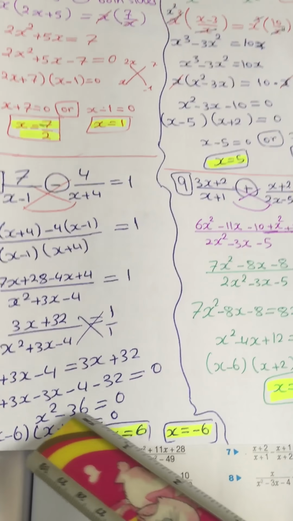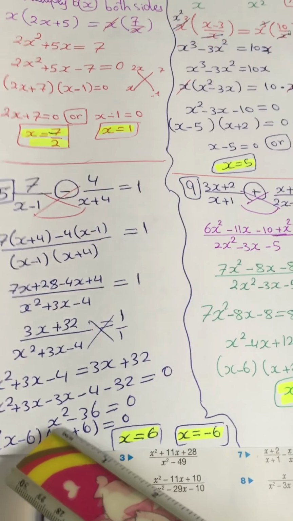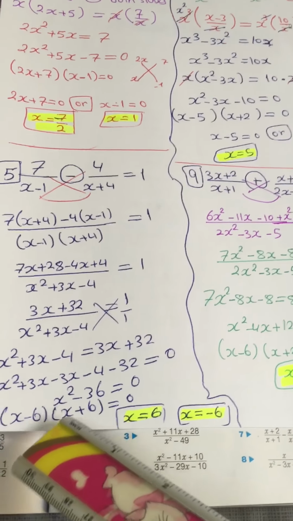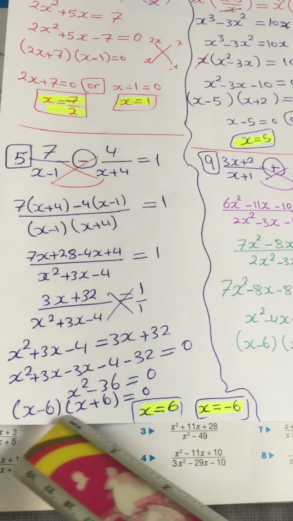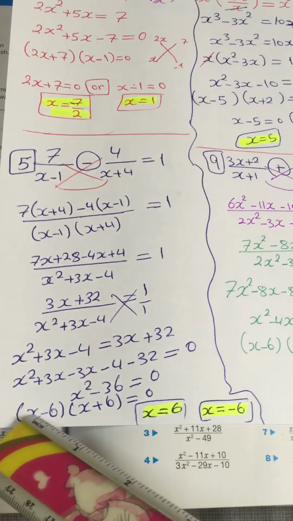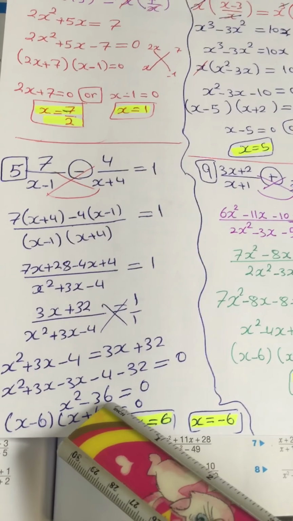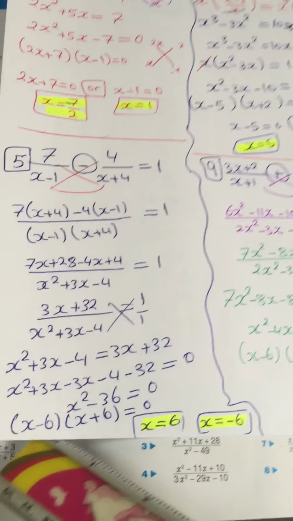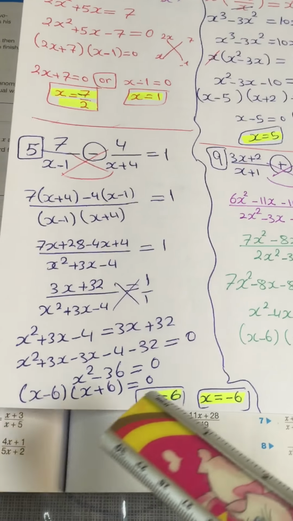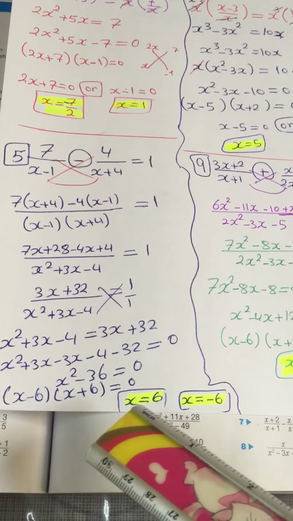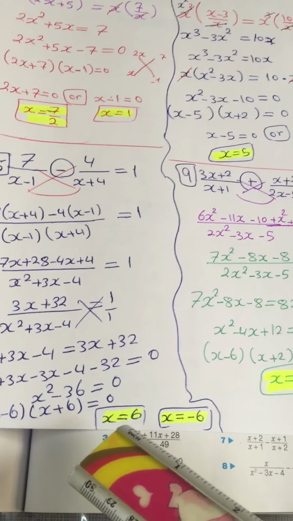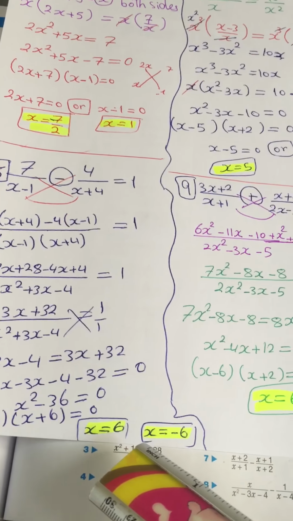It's a square difference. This is a square and this is a square, a square difference. So I'll open two brackets exactly the same, one positive and one negative. The square root of x squared is x here and there. The square root of 36 is 6 here and there. One positive and one negative equals 0. Maybe x minus 6 equals 0 or x plus 6 equals 0. So x may be equal 6 or negative 6.